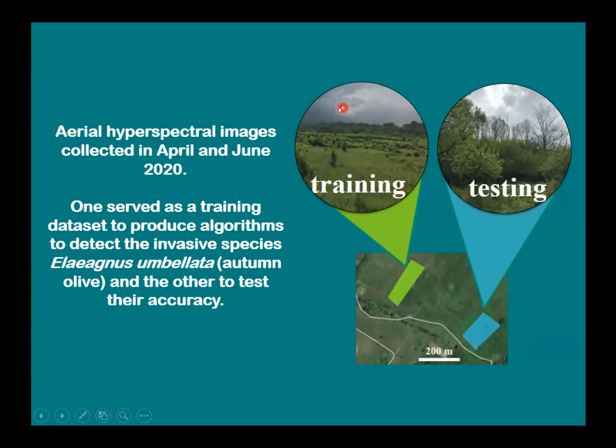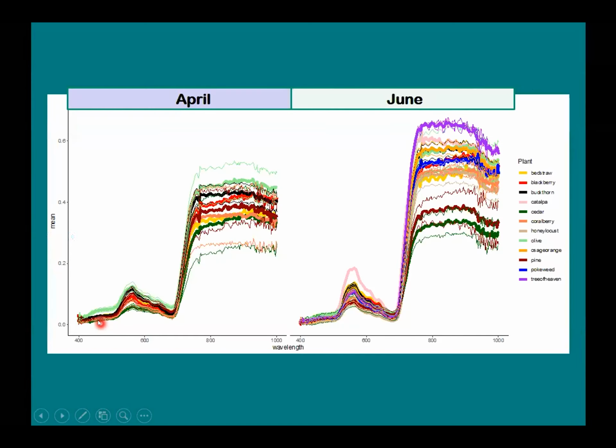And so Kelsey would collect training data. She would collect 2 sets of data, one to train the data set, develop the algorithms, and the other to test and use the algorithms and see whether they worked. And so she collected imagery many, many times over the course of the 2020 year and growing season. But we're going to focus on April and June 2020, looking at autumn olive.